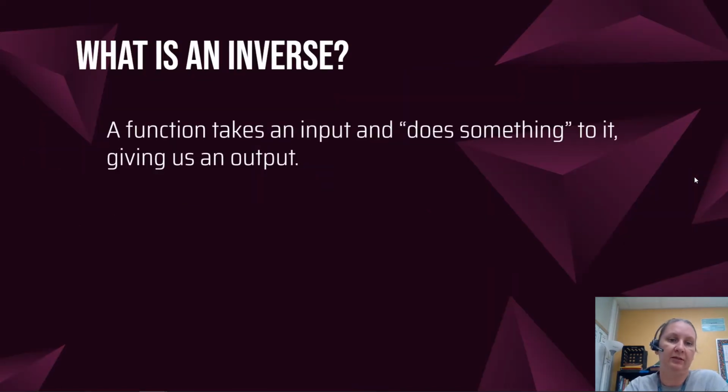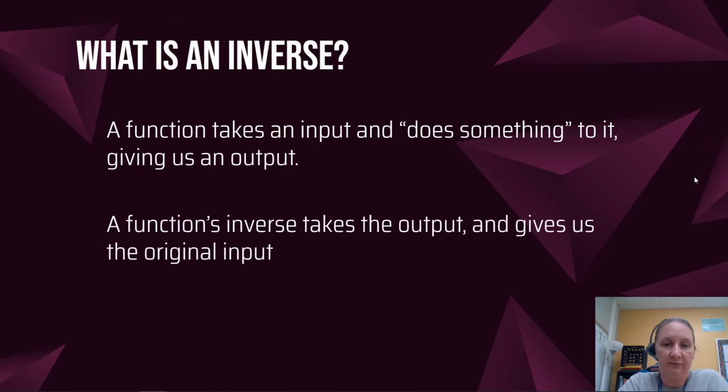Okay, so what is an inverse? It's a function that takes an input and does something to it and then gives out an output. So that's what a function does. And a function's inverse takes the output that you got from the other one and then gives us back our input. So let's say you put 50 cents into a soda machine and you got the soda out, that would be your function. The inverse of that would be putting the soda back into the soda machine and getting your quarters back.